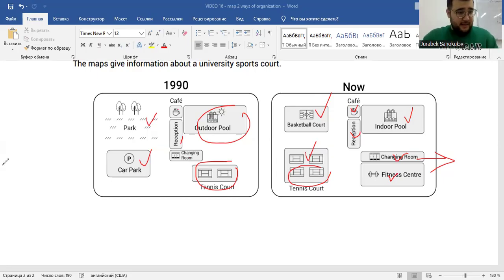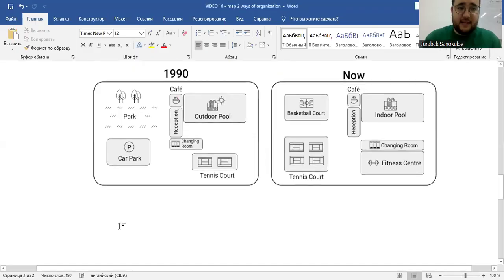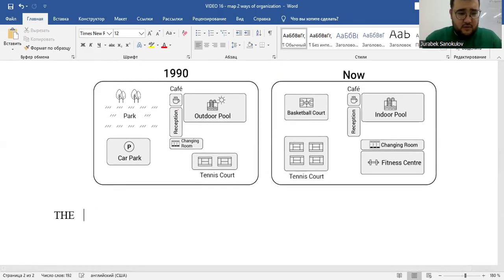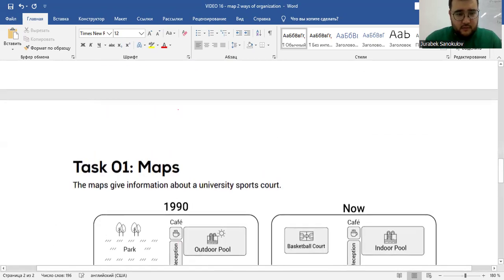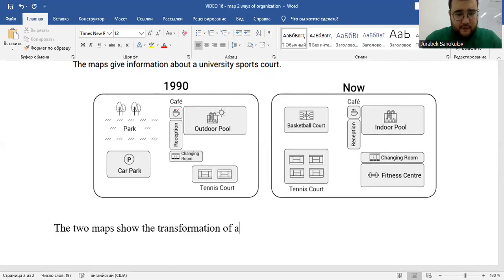So let's describe. I start with the introduction. So I say this, the easiest way of writing an introduction is this: The two maps show the transformation of a university sports court.